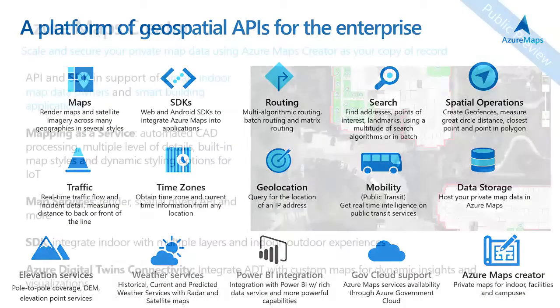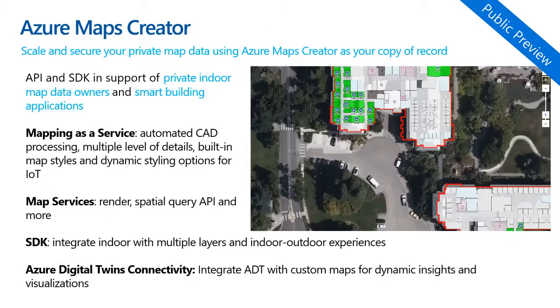If you go back to the presentation, here you have a quick explanation of what it is. It's basically the API and SDK in support of private indoor mapping, and this will let you create smart building applications. This will give you mapping as a service, so you process all the drawing of the map of the building. And you will have multiple levels of detail, building map styling, dynamic styling for IoT, just the one I showed. You have the render and spatial query API, the integration with the indoor maps, and also Azure Digital Twins if you want smart building deployment.